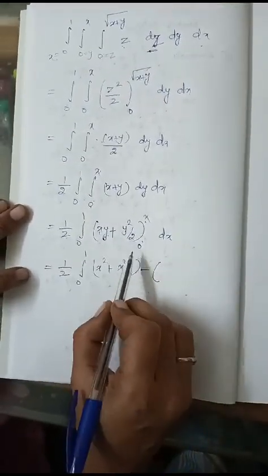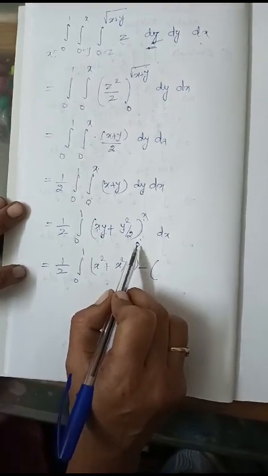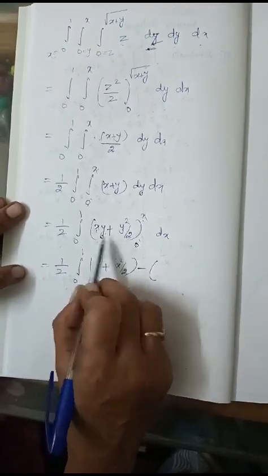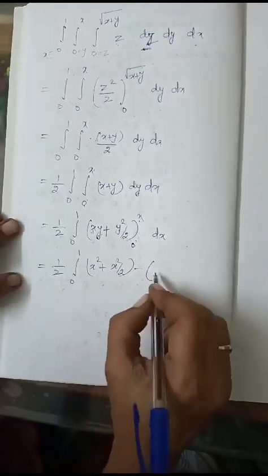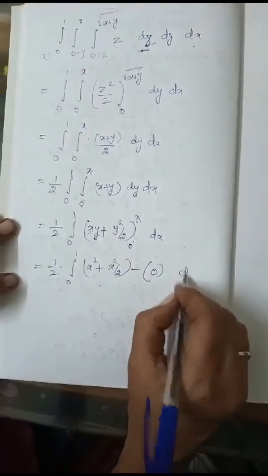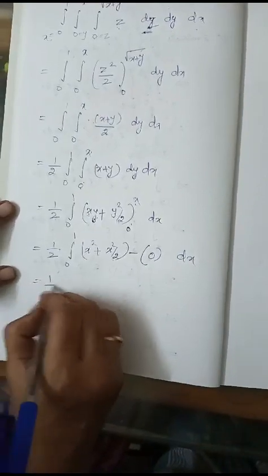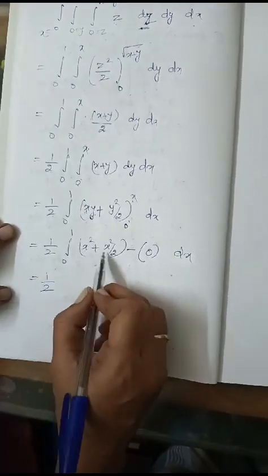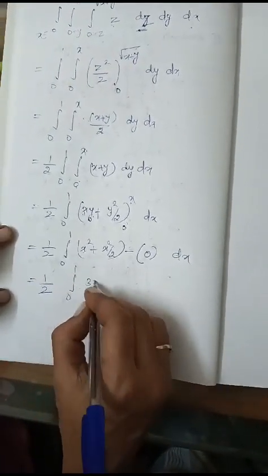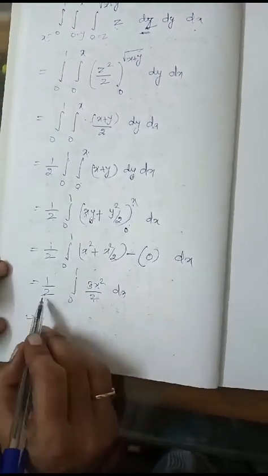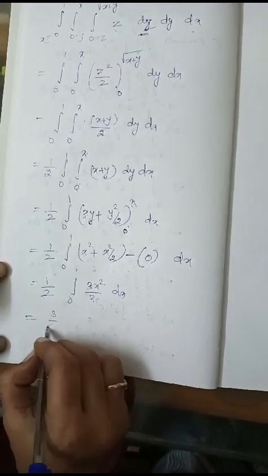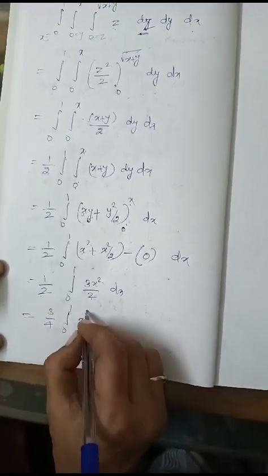After that, substituting the lower limit. Substituting the lower limit, the y value is 0. 0 into anything is 0. Here also the y value is 0. Therefore the lower limit is 0. After that dx is equal to 1 by 2. Next, x square plus 1 by 2 x square is 3x square by 2 into dx. Here 3 by 2 is constant, take outside, already here 1 by 2, therefore 3 by 4 integral 0 to 1 x square into dx.